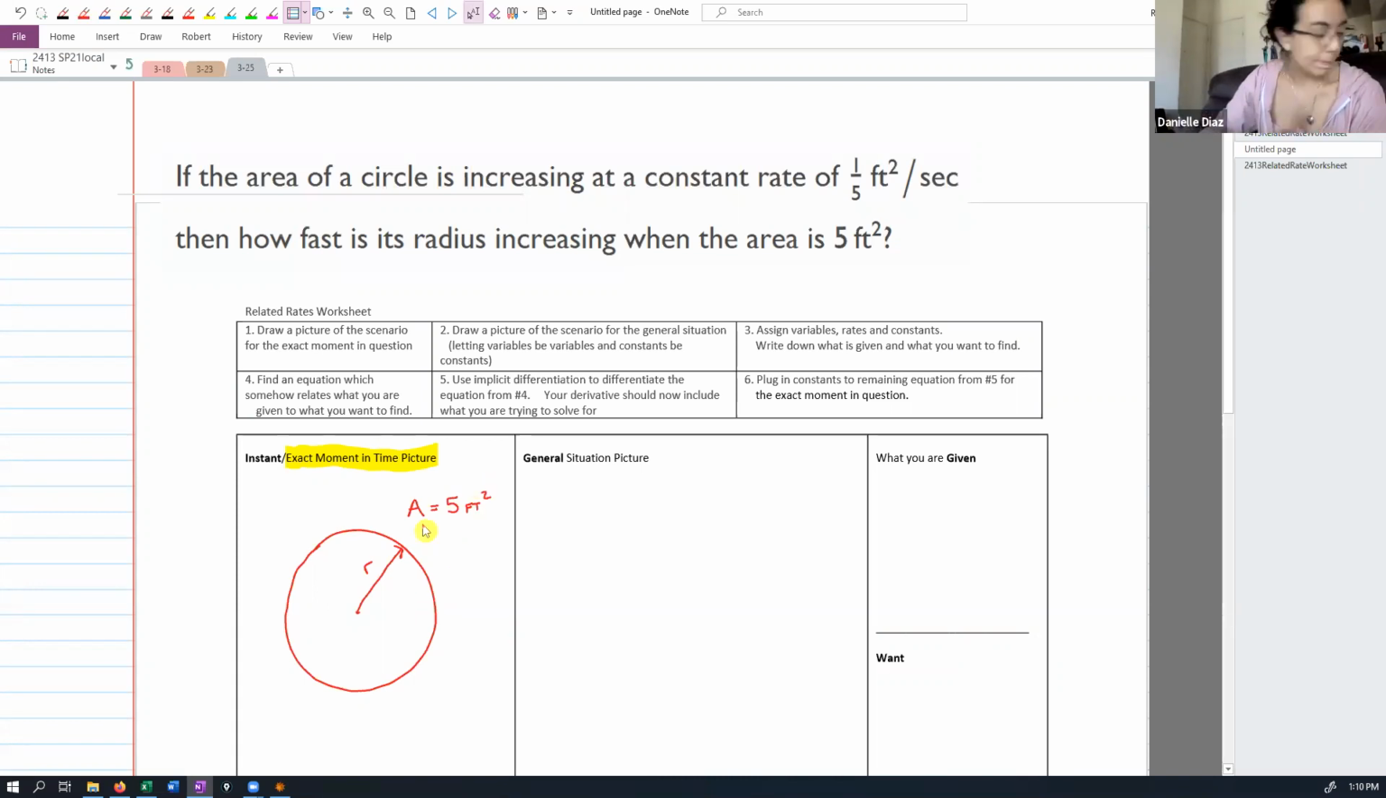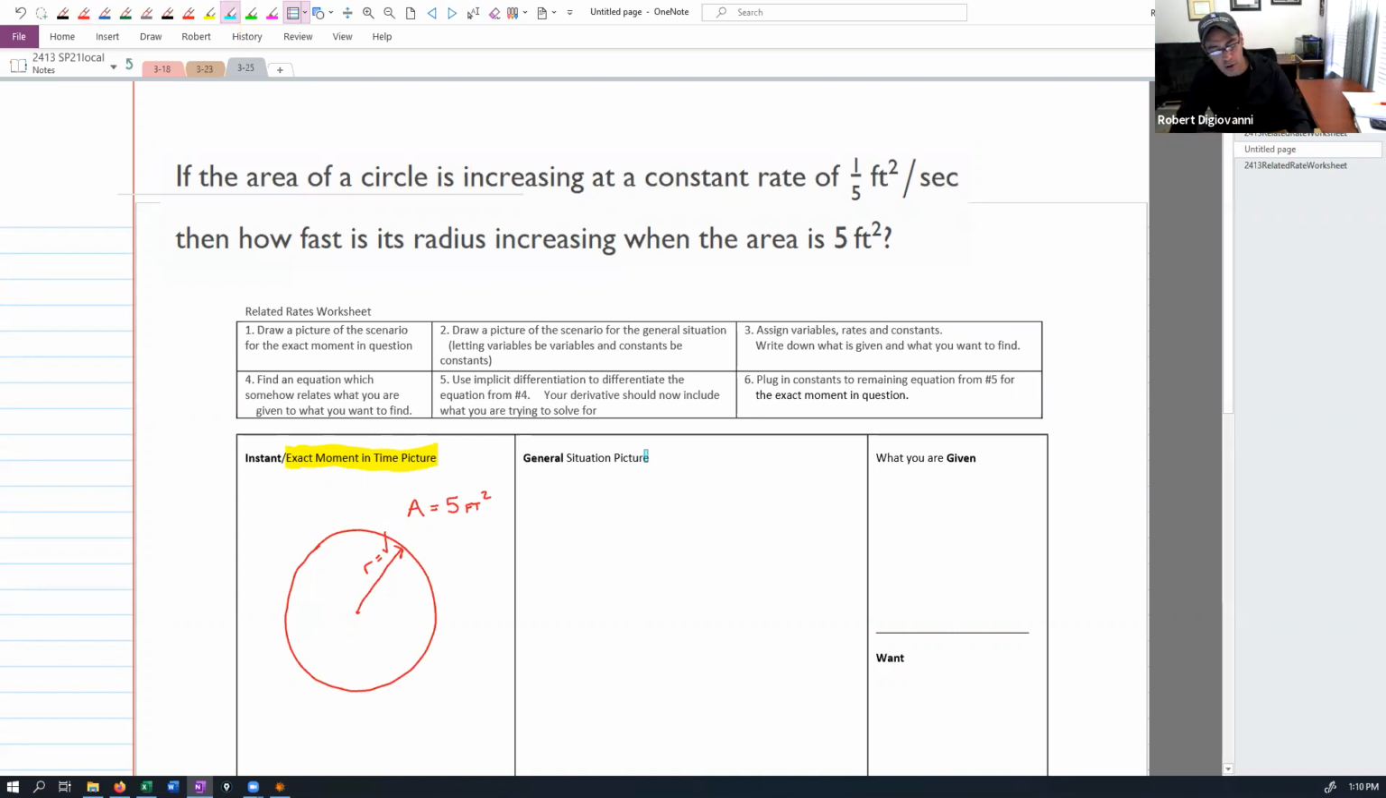So let me ask you, if the area is 5 square feet, then can we find the radius? Yeah, if we know the area of a circle, then we should be able to find the radius, right? So radius, I'm going to put here equals, with a check mark, meaning we should be able to find it. It's not explicitly given to us, but because we know the area, we would be able to find the radius of the circle. So that's the exact moment in time.